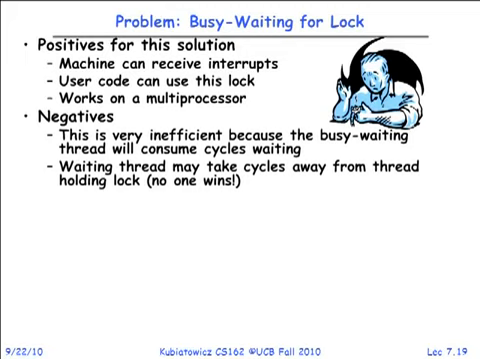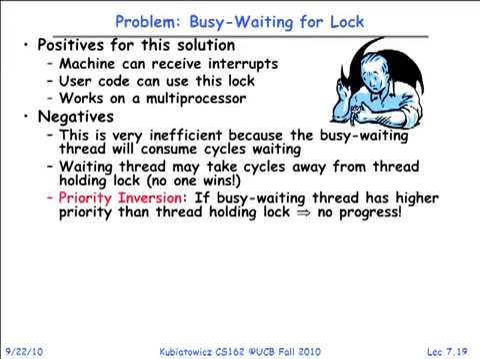And the other interesting thing is priority inversion. If it turns out that the busy waiting thread has higher priority than the thread that holds the lock, game over. Why is that? Can somebody explain to me what the problem is? Yes? The thread that's holding the lock never gets to run. The high priority one's busy computing nothing for a very long time. Priority inversion. You've heard that term probably if you've been working on the project, right?